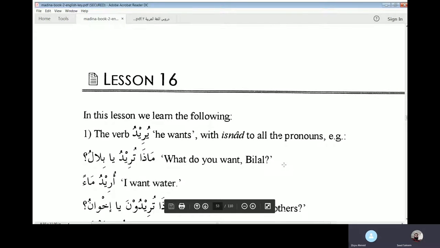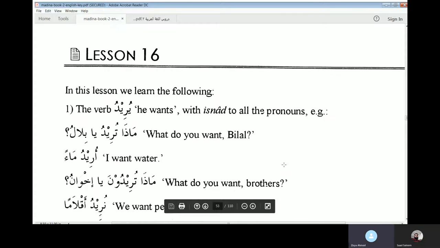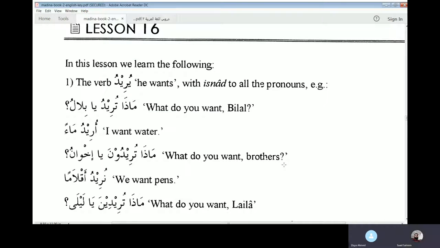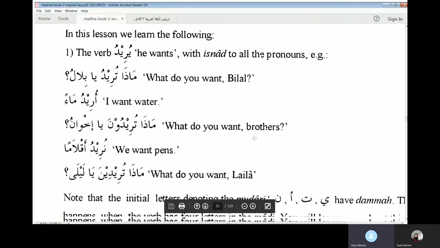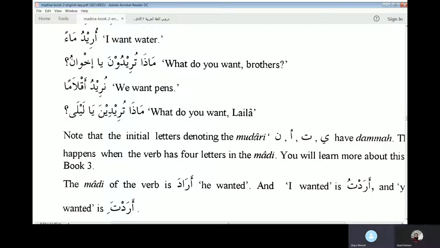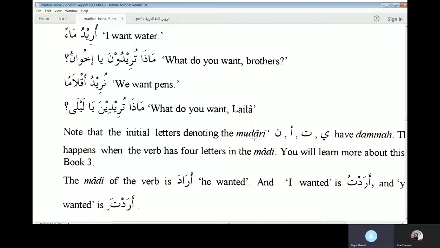In this lesson, we learned the following. The verb yuridu, he wants, with the pronouns. Madha turidu ya Bilal, what do you want, Bilal? Uridu maa'an, I want water. Madha turiduna ya ikhwan, what do you want, brothers? Nuridu qalaman, we want a pen. Madha turidina ya Layla, what do you want, Layla?